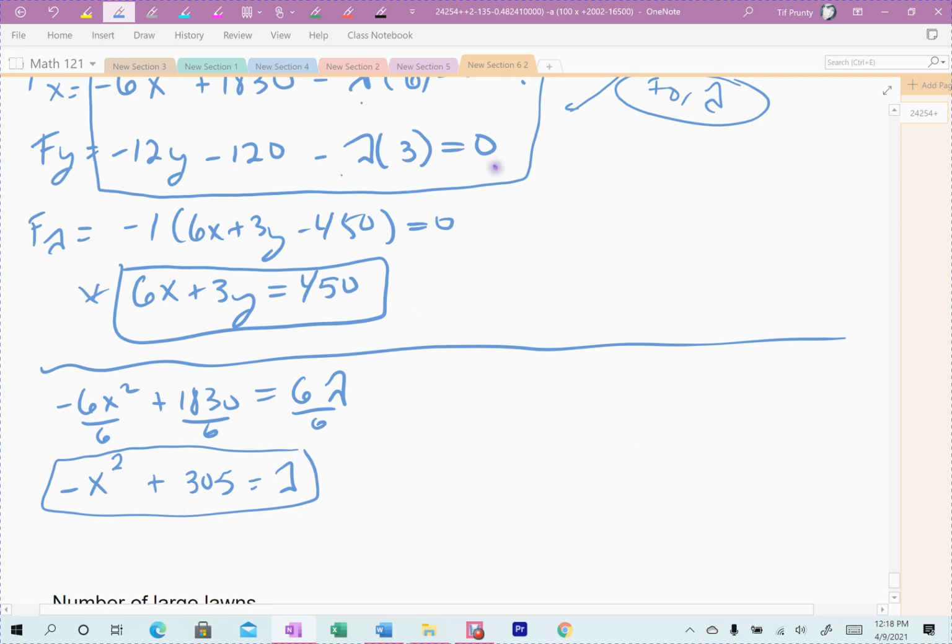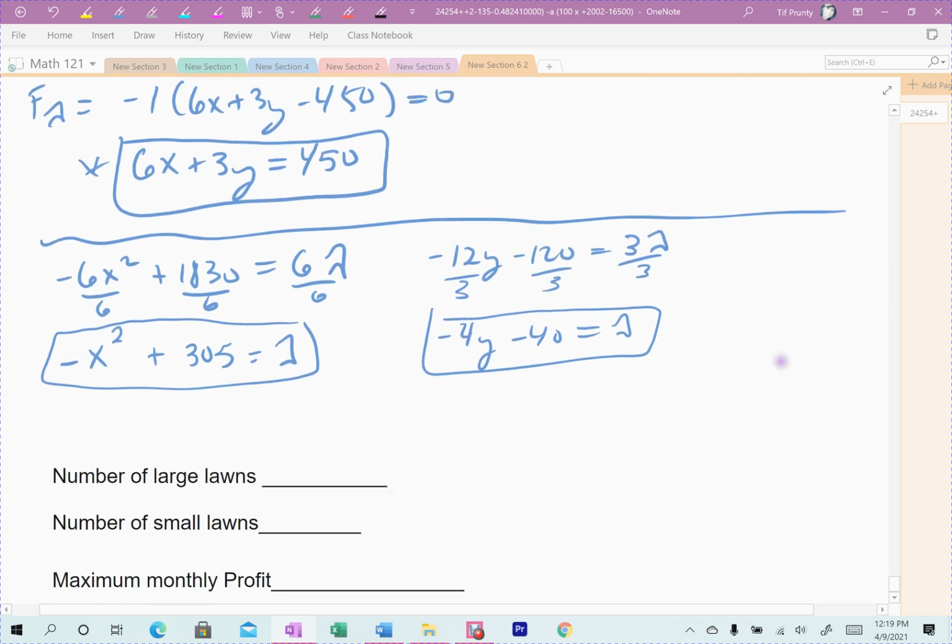Then I'm going to do the same thing for the second equation. Again, I'm going to add the 3 lambda to the other side. So I get negative 12y minus 120 equals 3 lambda. Divide everything by 3, so I get negative 4y minus 40 equals lambda.